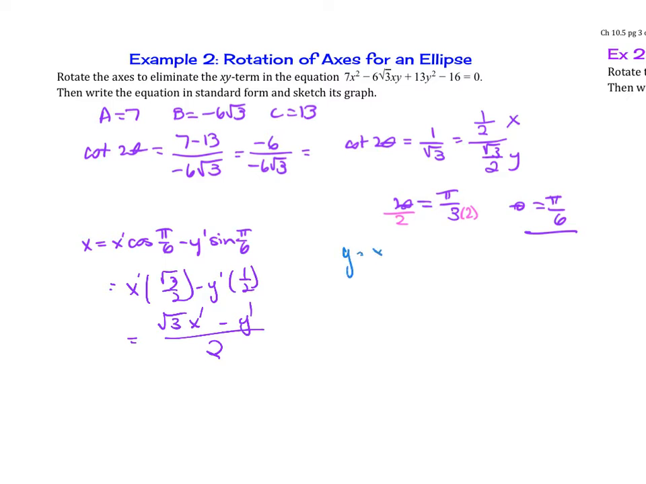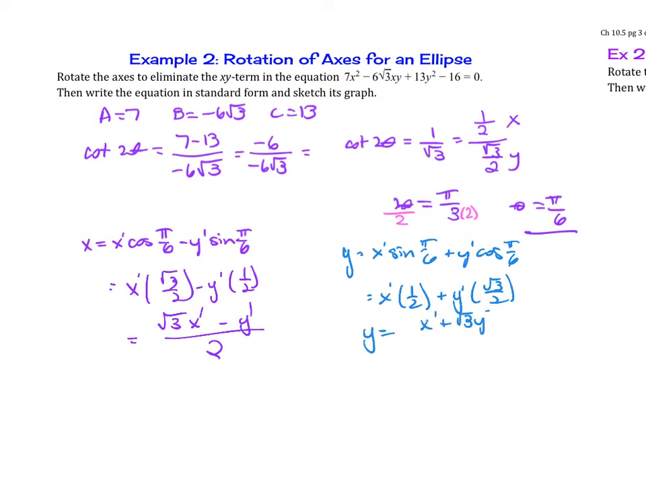So let's do the y value. y equals x prime sine of pi over 6 plus y prime cosine of pi over 6. So this is going to be x prime times 1/2 plus y prime times root 3 over 2. And so therefore this simplifies to x prime plus root 3 y prime all over 2. I said prime, but I actually wrote squared there. So this is x prime plus square root of 3 y prime over 2. So now we're going to plug it into the original equation all the way up here.